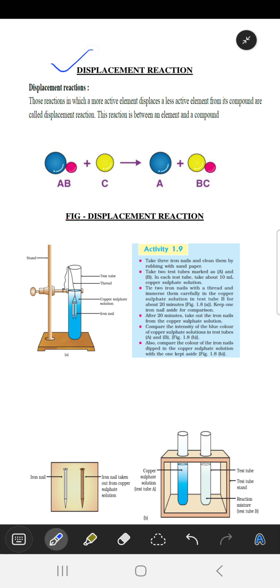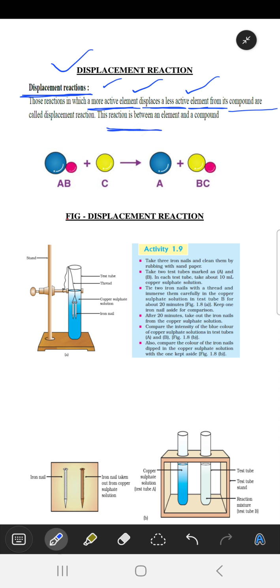The next type we are going to discuss is the displacement reaction. In a displacement reaction, a more active element replaces the less reactive element from its compound.